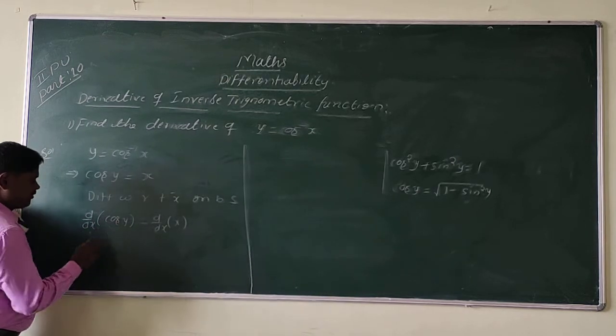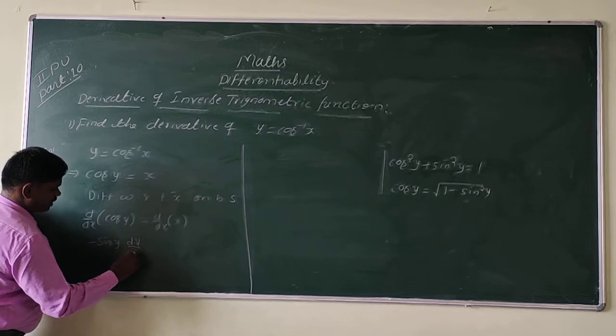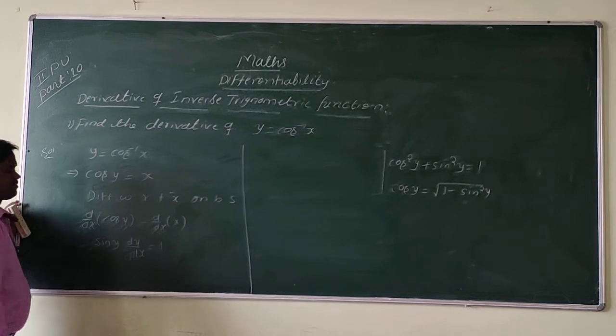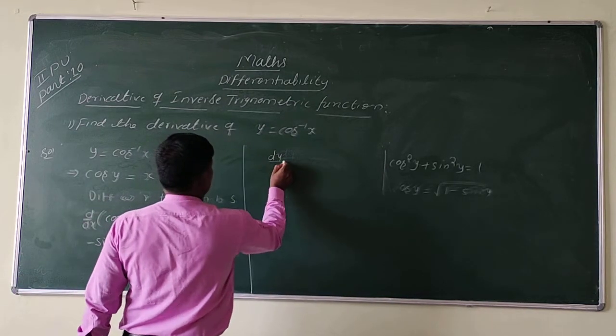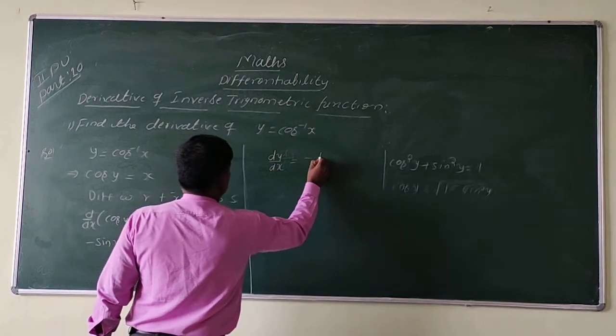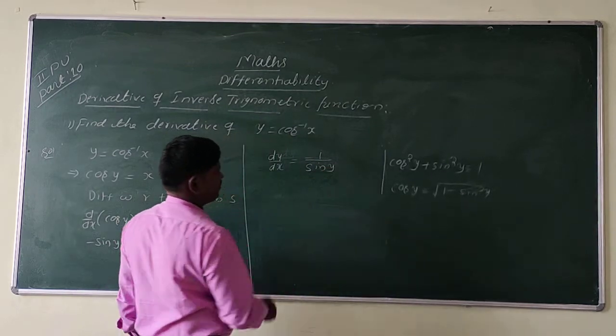The differentiation of cos y is minus sin y into dy by dx, and the differentiation of x with respect to x is 1. Therefore dy by dx is equal to minus 1 by sin y.